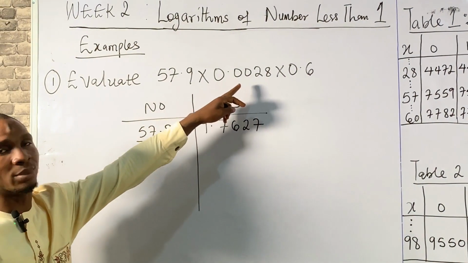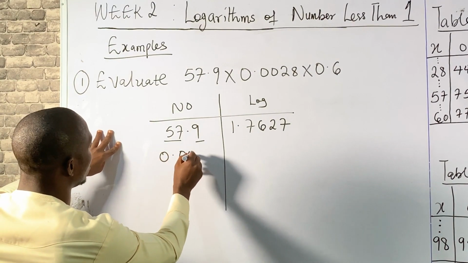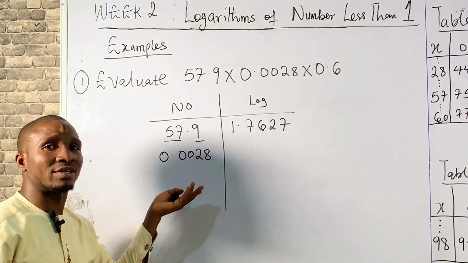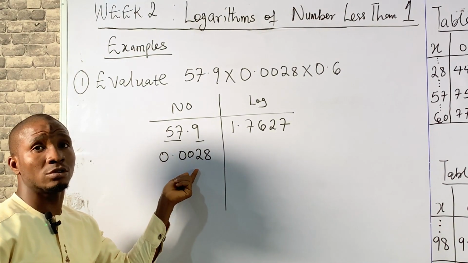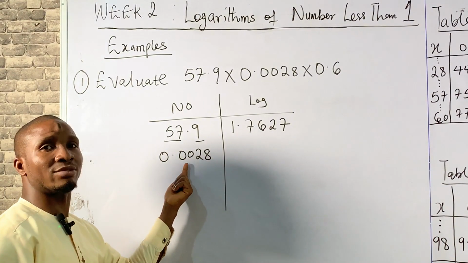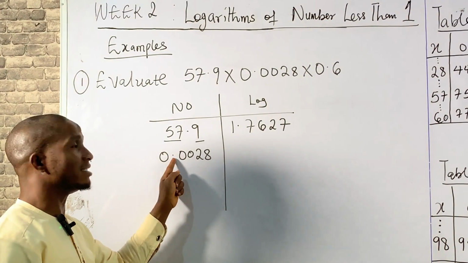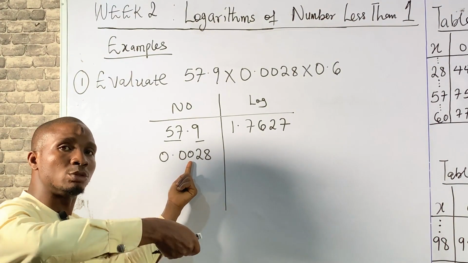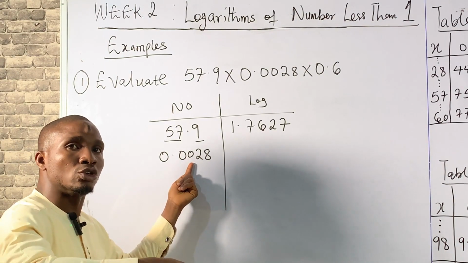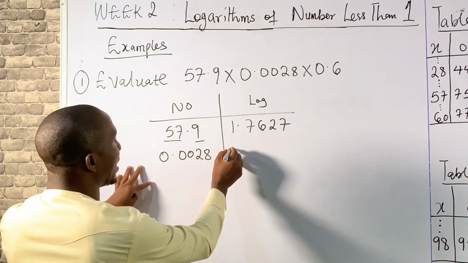Now let's pick the second number, 0.0028. Here, in order to determine the characteristic, you count the number of zeros or you take it to standard form. Looking at this, you can see that the characteristic here is 2 because we have 2 zeros after the decimal point. So since we have 2 zeros, that is minus 2. By the time you remove 1 again, it becomes minus 3. That will be bar 3.